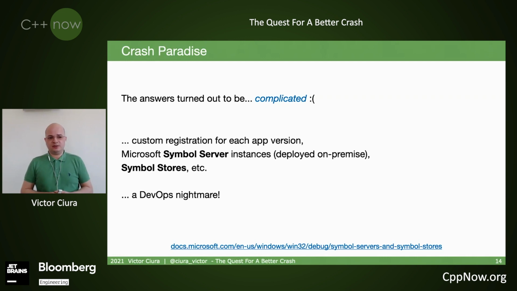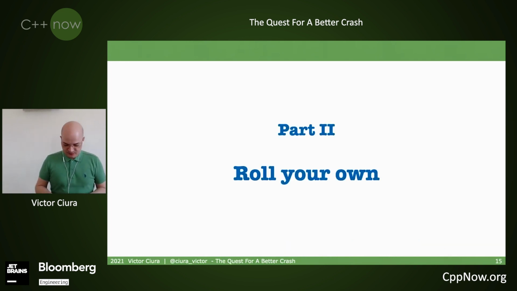And it required custom registration for each app version, running a Microsoft Symbol Server instance deployed on premise, symbol stores and databases. Basically, it was a DevOps nightmare. It was not a developer task. It was more like a setup and maintenance of dedicated infrastructure to handle all of this. So, like any enthusiastic developer, I started to roll my own.